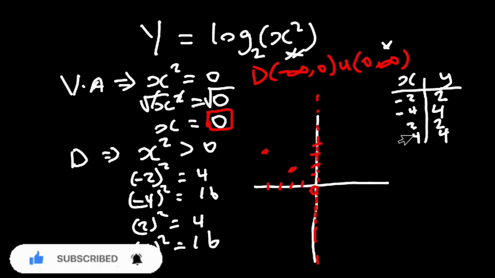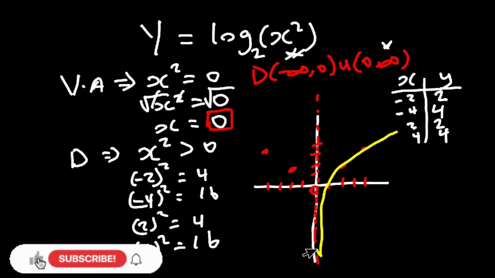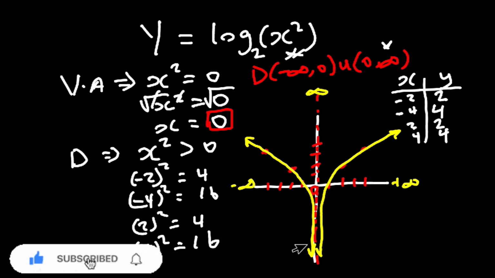When x is equal to 2, y is equal to 2. And when x is equal to 4, y is equal to 4. So somewhere here. Now let's connect the dots. My curve may not be perfect because this is just a sketch, but it can be understood. So this is the graph of this function, log x squared base 2. And then we have negative infinity here, and negative infinity on the other side as well.